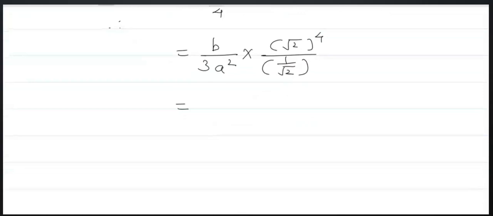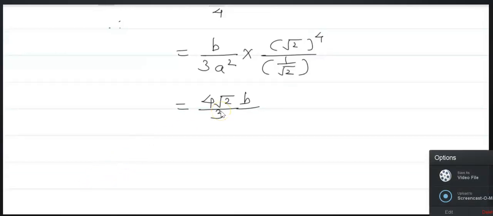that is b upon 3a square. If you simplify it, then how do you get this? That is, this is multiplied by the reciprocal, it becomes root 2 here. And root 2 raised to 4 is root 2 into root 2 into root 2 into root 2. That is root 2 into root 2, 2. Another root 2 into root 2 is 2, 2 into 2, 4. Therefore, it is 4 root 2 b upon 3a square.